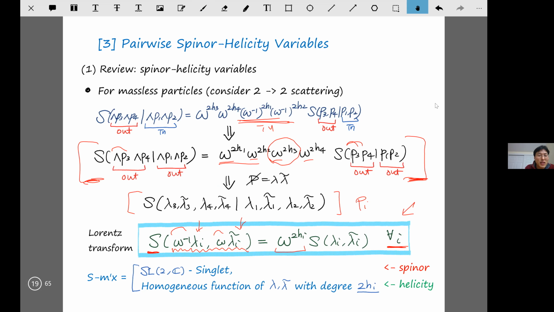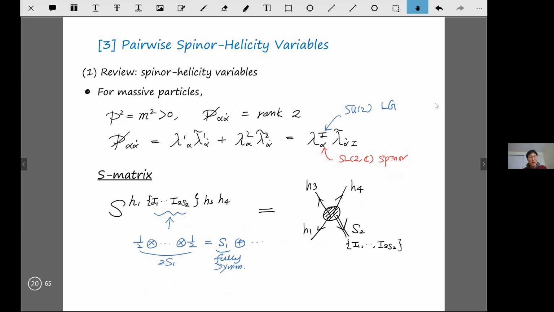So therefore, the mathematical statement about this equation is that the S matrix is a function of lambdas and lambda tildes which is an SL2C singlet, meaning it does not carry uncontracted alpha beta indices. And on top of that, crucially, it is a homogeneous function of lambda tilde of degree 2h for each i. Okay, so the S matrix does have important implications for the spinor structure and the helicity structure. But here, the most important thing is this. If you do the little group scaling for each of the lambda tilde pairs, it should pick up the correct little group phase. That's the statement. Okay, let me move on.